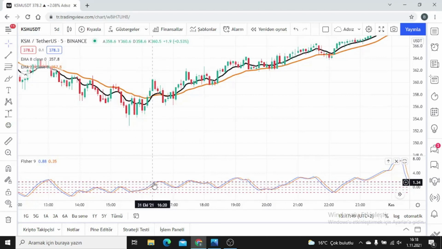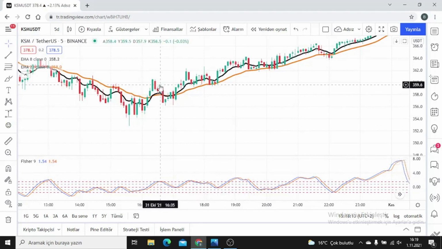We do this, let's say the moving average crosses, we'll see where the Fisher transform intersects. It is important for us where the Fisher transform intersects. When we look now, yes, the moving average has crossed here, but the Fisher transform is in the sell zone. We may not fall for the fake here, friends.